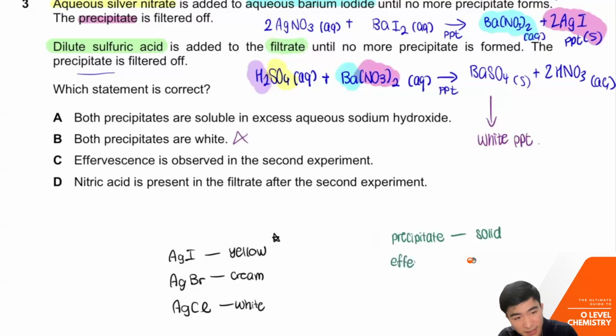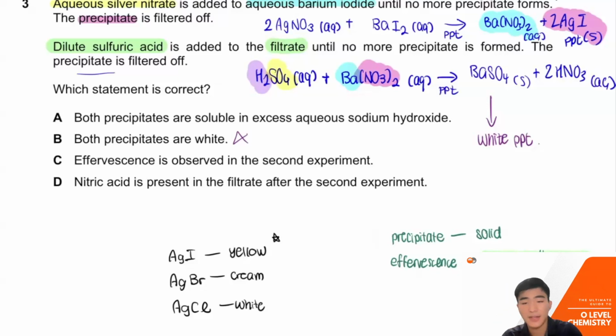Effervescence is just the chemistry way of saying they are bubbling. For example, if I do a metal plus acid reaction, I get salt and hydrogen gas. I will say that effervescence is observed because there is bubbling effervescence of hydrogen gas. So most of the time, effervescence is used to refer to gases.